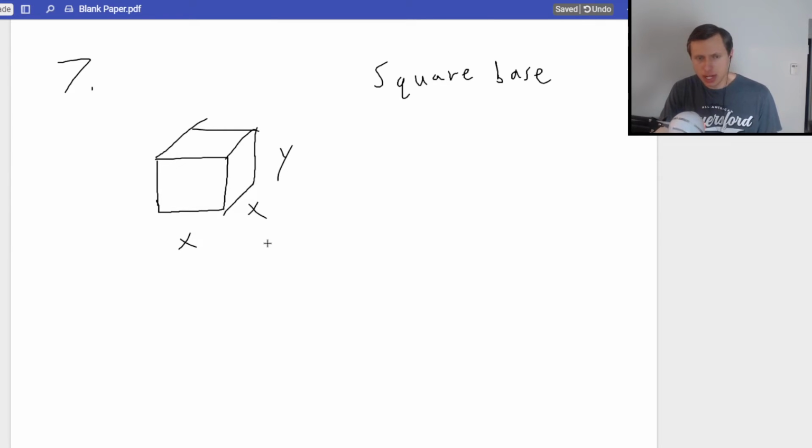Anyone have any questions on how I got this? Since it's a square base, length and width are the same. The height, I just need a new variable, so I called it y.